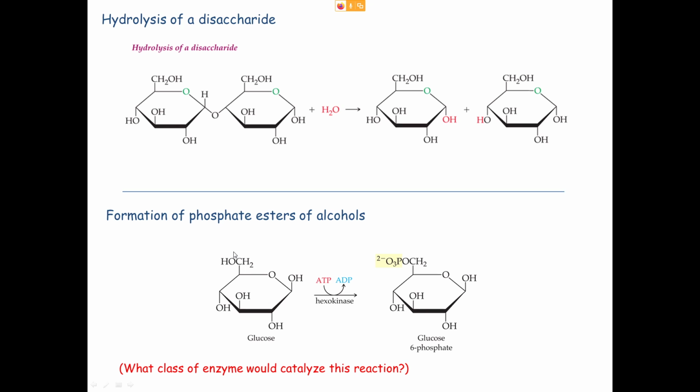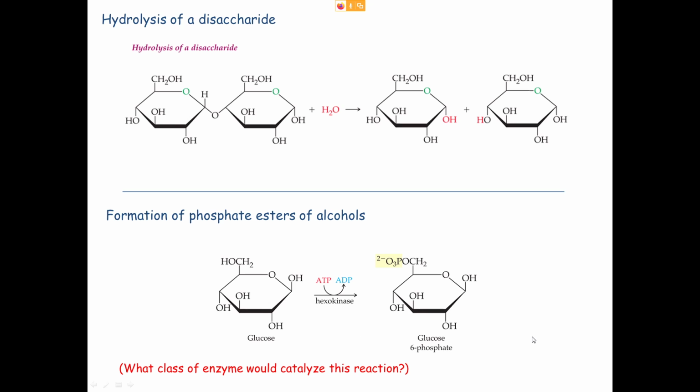Right? So the carbon number 6 is getting a phosphate put on it. The donor of that phosphate is an ATP molecule. So the ATP with 3 phosphates is donating 1 to the sugar, leaving 2 behind. Right? And this is done by the enzyme hexokinase.